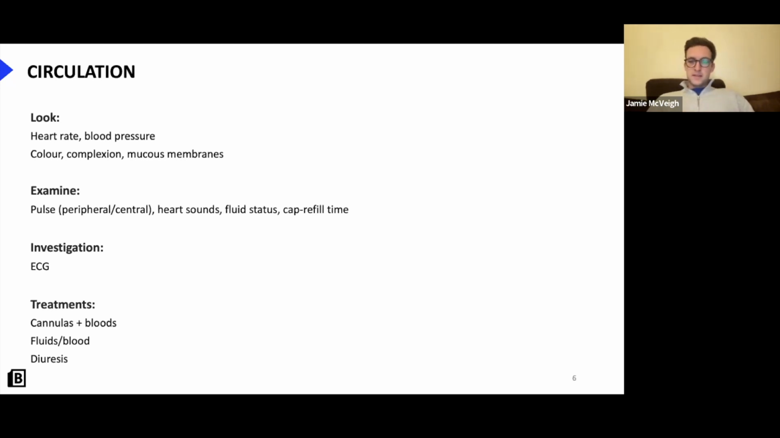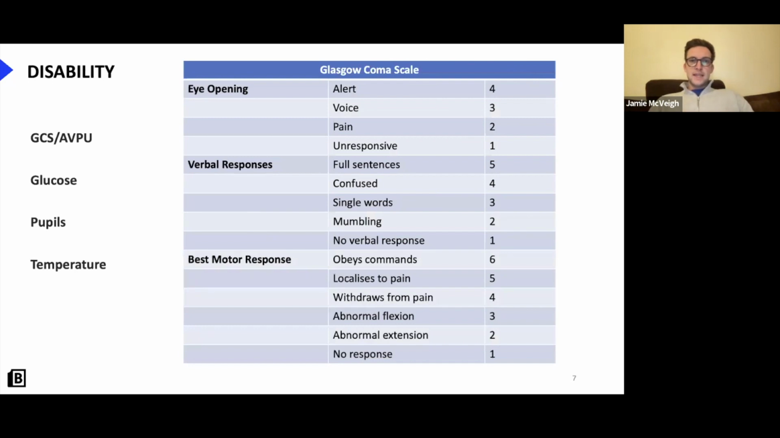Next up, sorry about that. D is disability, which is probably the most important one for what we're discussing today, I would say. So they go in order of importance, but this is probably the most relevant with dizziness and consciousness. So as you see there, you've got GCS or AVPU. AVPU is very much accepted. That's fine. So are they alert, responsive to voice, pain, or are they unresponsive?